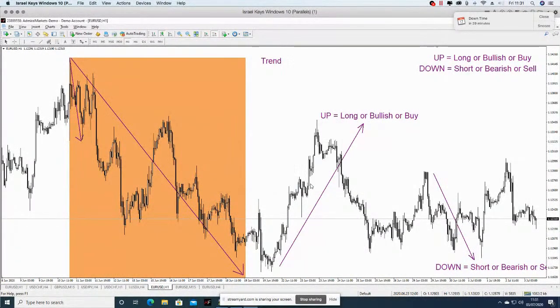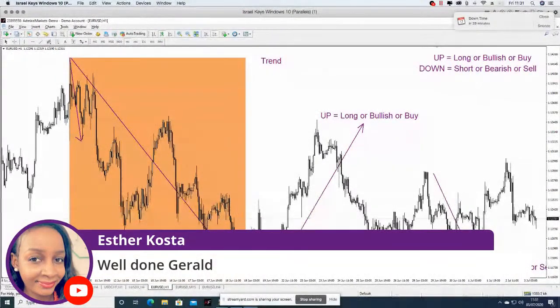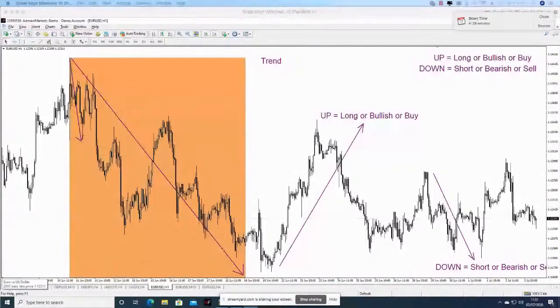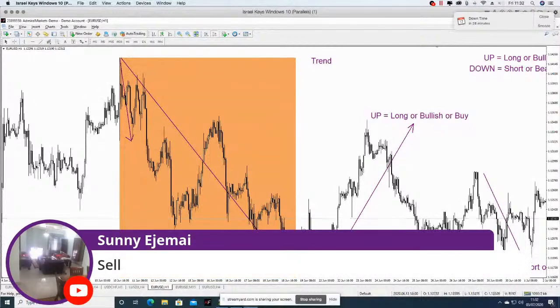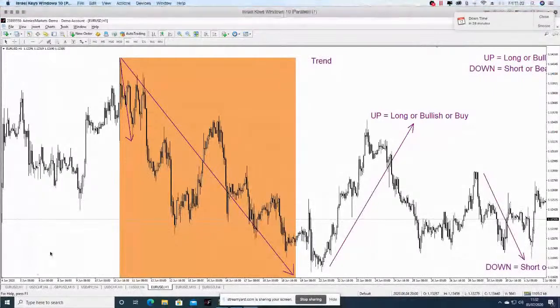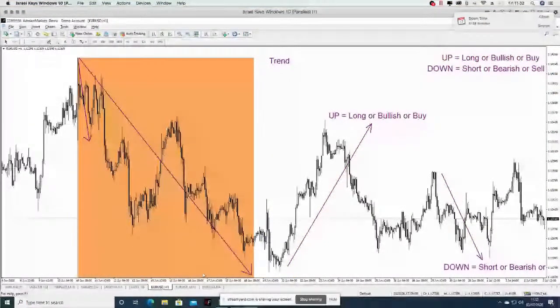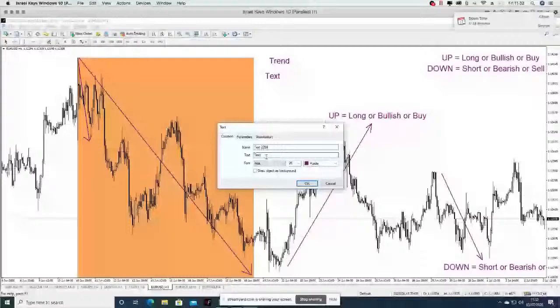Now, a trend is a long-term, consistent directional movement in price. Oh, Gerard, somebody says well done, so I guess I'll tell you well done too. A trend means price moves consistently. Yeah, Sonny, it's also, call it a sell or short. So a trend means price is moving consistently in one direction. It means over a period of time, over several legs. I'm going to define the word legs. Over several legs, it is consistently moving in one direction.